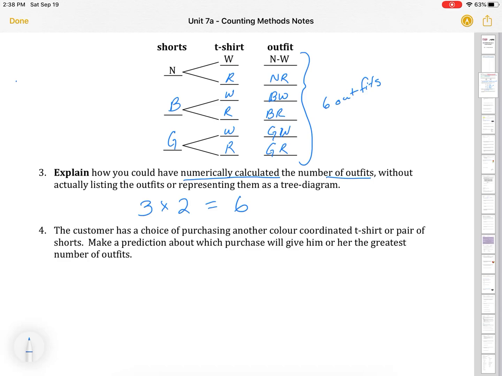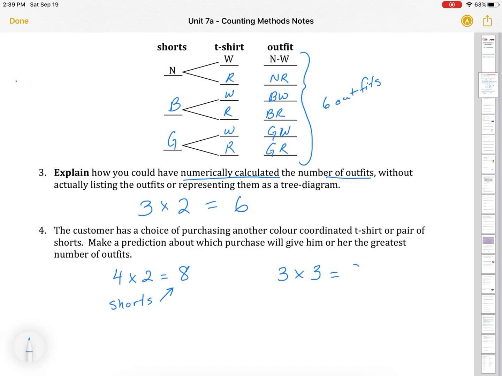Now, the customer has a choice of purchasing another color-coordinated t-shirt or a pair of shorts. Make a prediction about which purchase will give him or her the greatest number of outfits. So they can either buy another pair of shorts or another t-shirt. They want to know which one is going to give the most outfits. Well, let's see. If they purchase another pair of shorts, they'll have 4 pairs of shorts times 2 t-shirts, which is equal to 8, right? So if he buys shorts, he'll have 8 options.